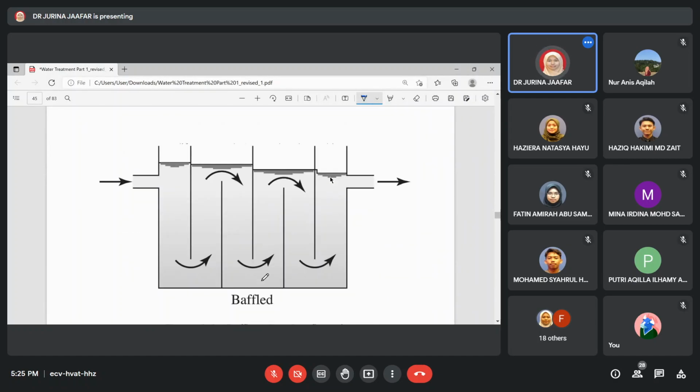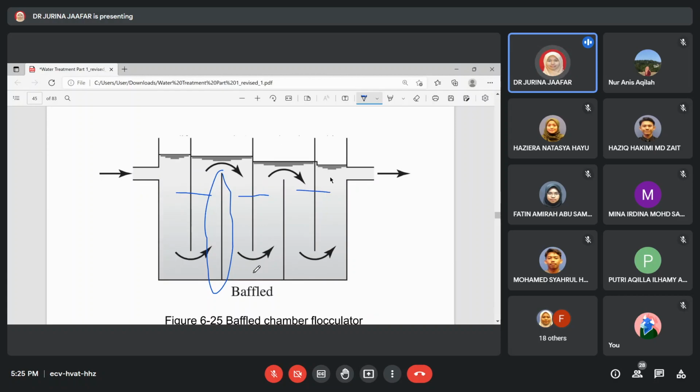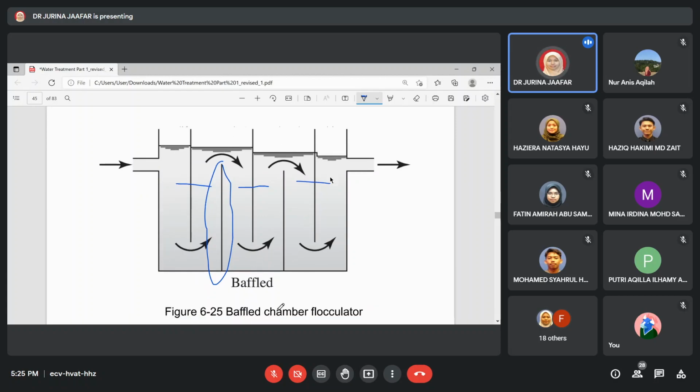This is what we call the baffle, the separator to separate the compartments. So here we have 1, 2, we have 1 up to here is 1, here is 2 and here is 3. We have 3 compartments in this tank. So this we call a baffle chamber flocculator because it has compartments, it has small rooms. So the flow will go in and it will flow up and down in these compartments.